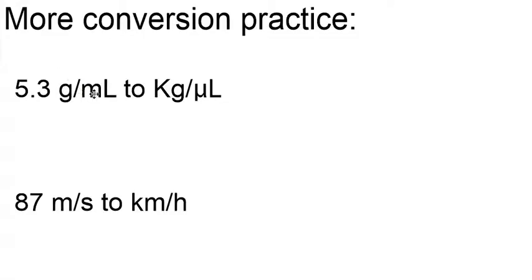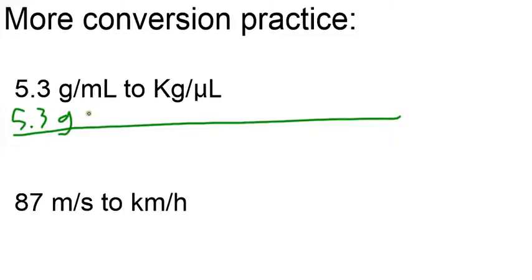So in this case we have grams per milliliter. We want to get to kilograms per microliter. You'll notice that these are densities, a mass per volume. And so we start out the exact same way. We have 5.3 grams, but now it's a little bit different. Rather than doing grams per milliliter on top, we put grams over milliliters like this. Remember, we can think of this as a fraction.